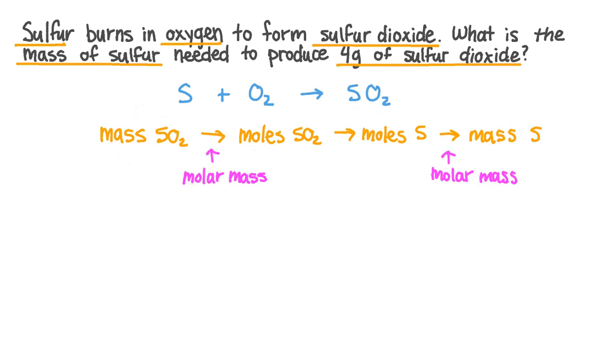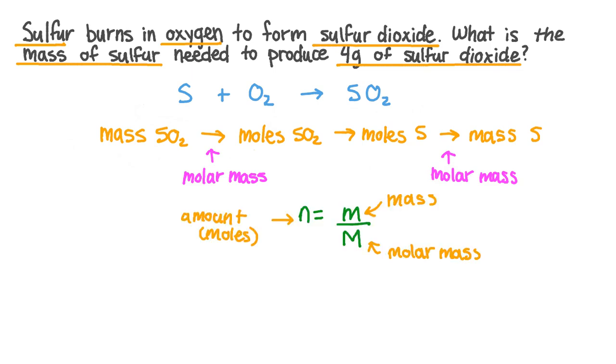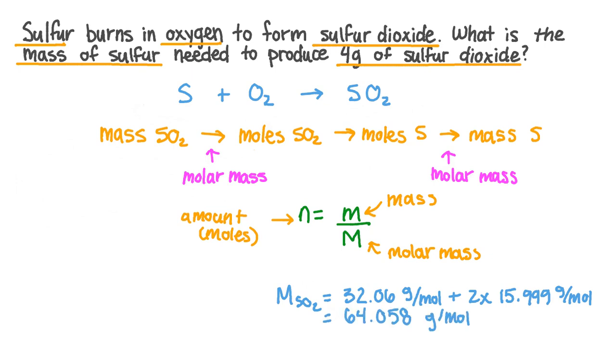We can convert from mass to moles or moles to mass by using the molar mass of a substance, because the amount of a substance in moles is equal to the substance's mass divided by its molar mass. We can calculate the molar mass for sulfur dioxide using the periodic table. Sulfur has a molar mass of 32.06 grams per mole, and oxygen has a molar mass of 15.999 grams per mole, which gives us 64.058 grams per mole for the molar mass of sulfur dioxide.